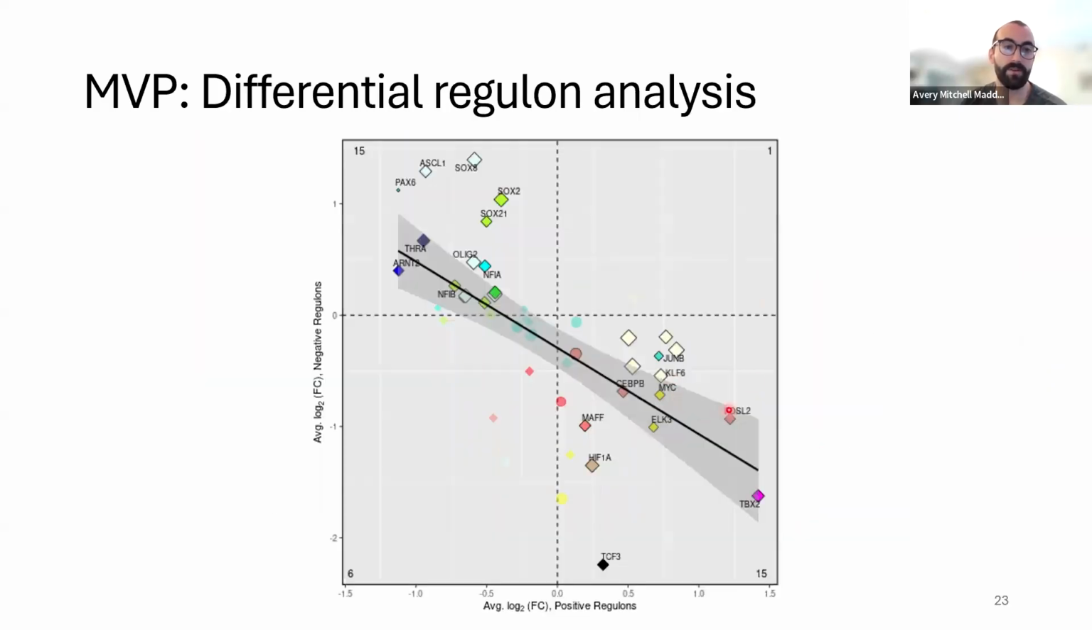And again, when we perform our differential regulon analysis, we can see, in fact, that these M17 hub gene transcription factors, JUNB and KLF6, are differentially expressed, along with hub genes from other differentially expressed modules like TBX2 in module 7.